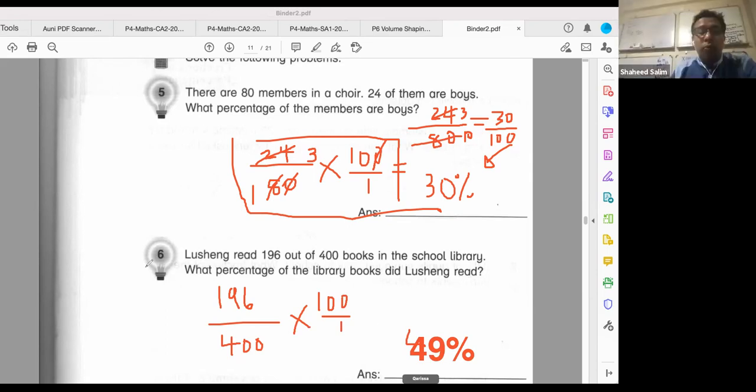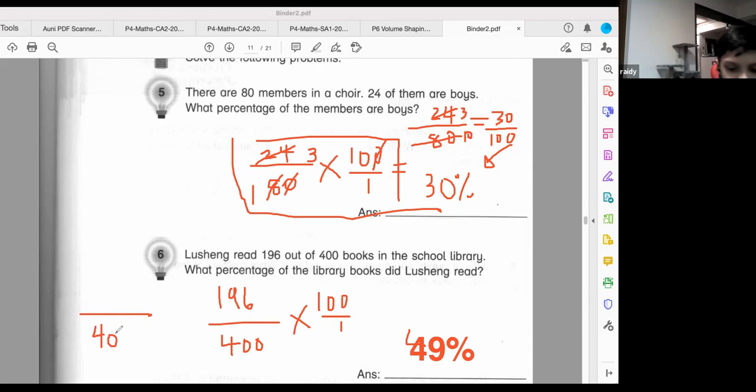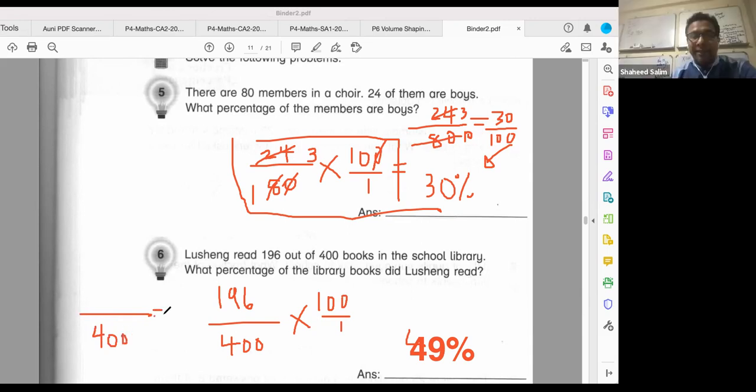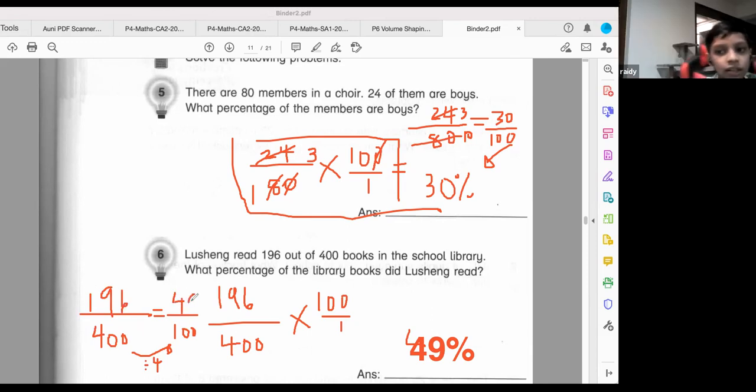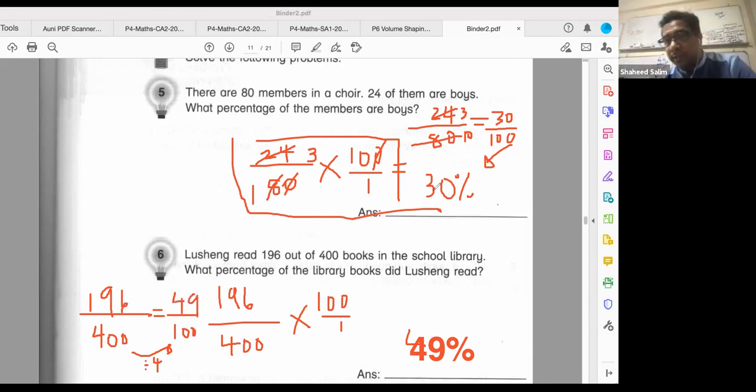Now, for Putri, she says 400, I can change it to 100. How to change to 100? I divide by 4. So she divided this by 4. That's why we did this practice earlier on. This is another method of doing it without the shortcut. Then what do you do? 196 divided by 4. You do long division, you will get 49. 49 over 100, 49%.